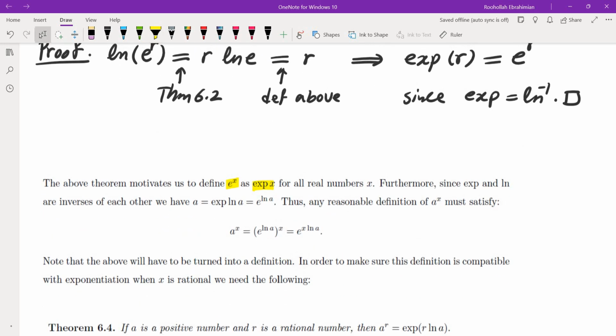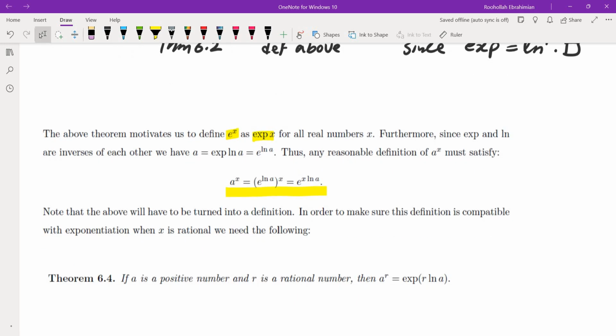because these are inverses of each other. Thus, by any reasonable definition, any reasonable definition of e to the power of x must satisfy e to the power of x equals that. And of course, note that the above will have to be turned into a definition. So we don't know that that is in fact the case. This is just something that we haven't even defined. So it's not really a fact. So that's something that we have to turn into a definition.